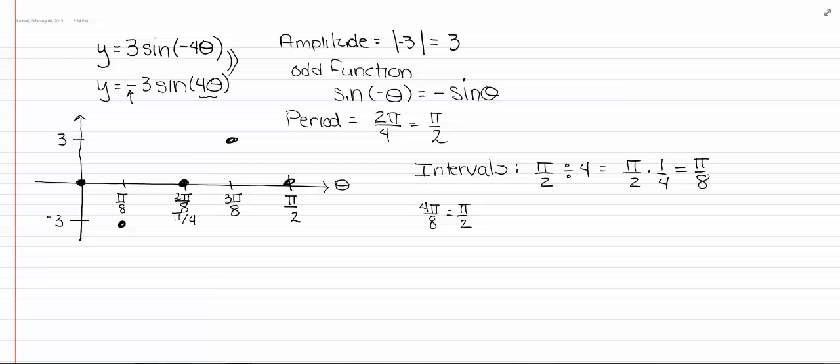So the curve is going to look something like this. And that's your graph with your period, your intervals, and amplitude all listed out on the axes.